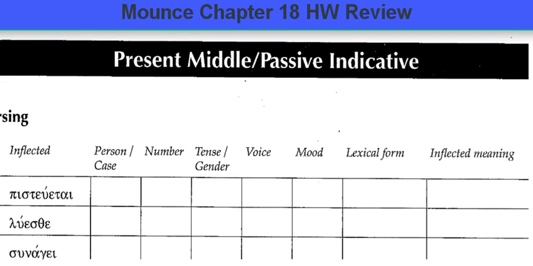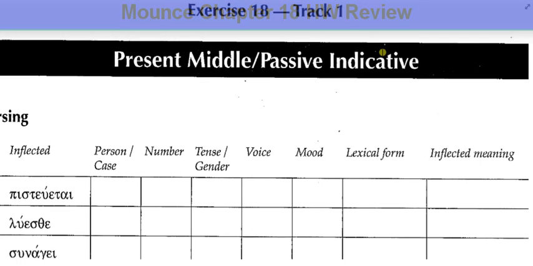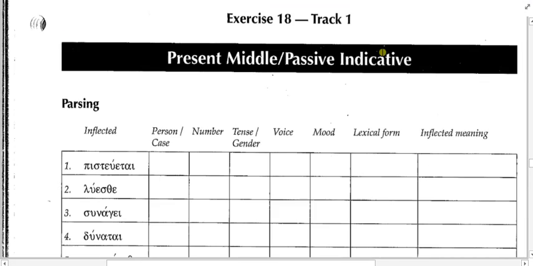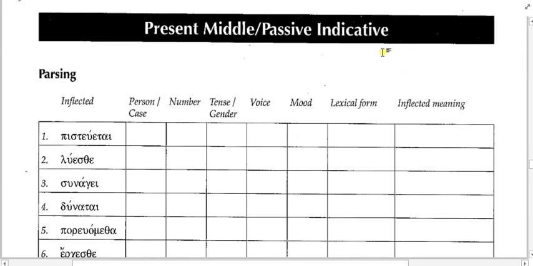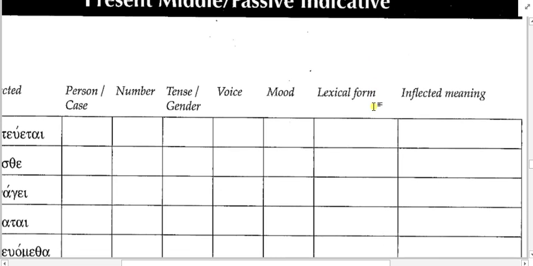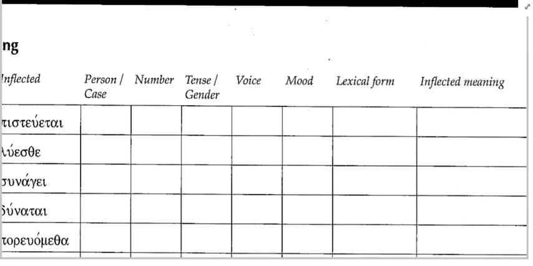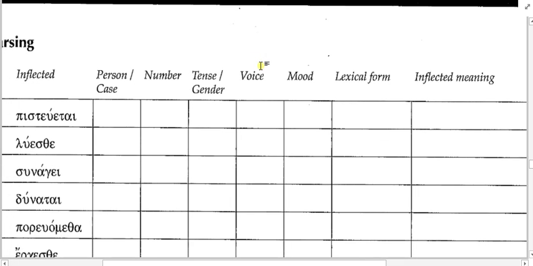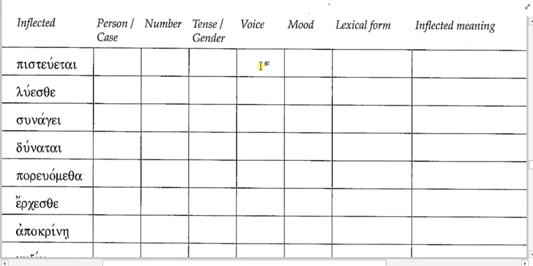Okay, chapter 18. We have some verb parsing here, and we will need to actually discuss how we want to handle translating these verb forms because of the possibility of passive meanings versus middle meanings. So that will occupy our attention a little bit here anyway in this first stage. Let me ask you, are there any questions as to the forms themselves and how to parse them?